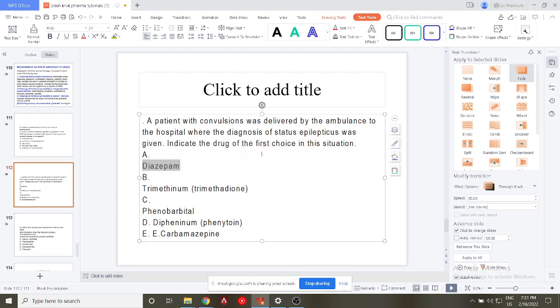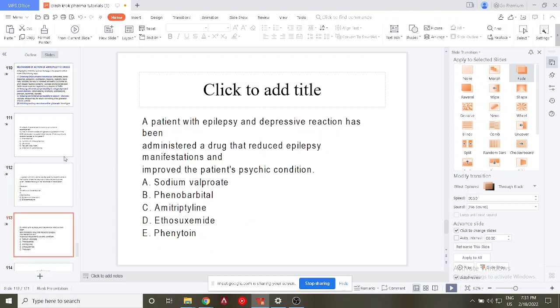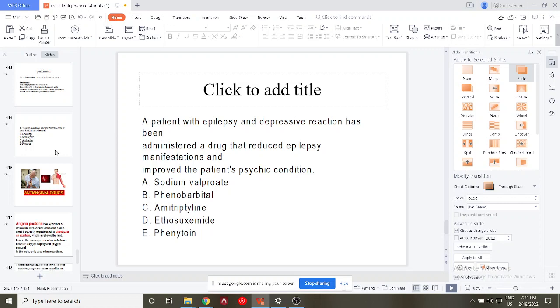Take notes, cram it. It's very important. So diazepam. You might think, oh, phenobarbital is also used to treat epilepsy, so you can give phenobarbital, but it's going to be wrong. The drug of choice for status epilepticus is diazepam. Okay, next question, guys.